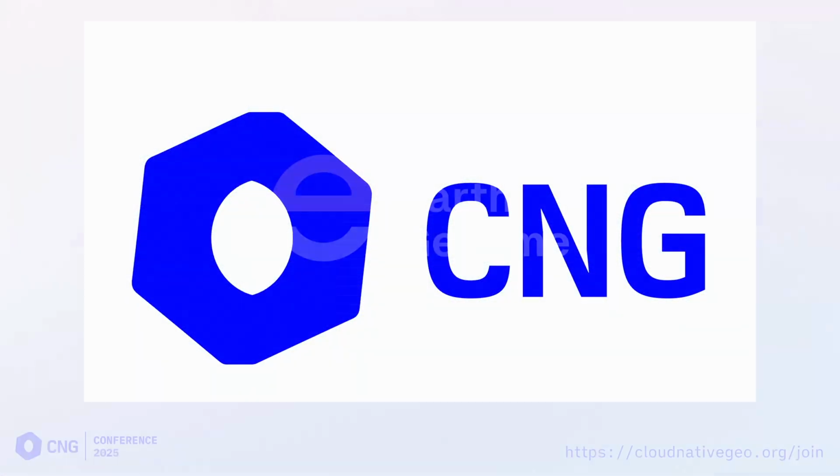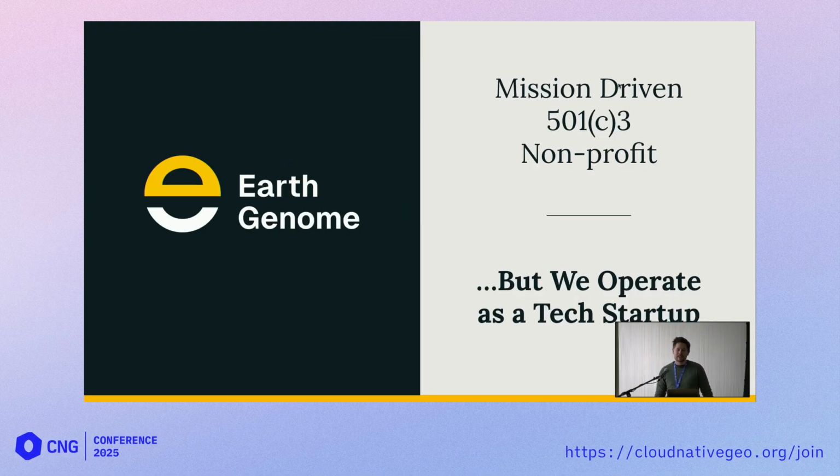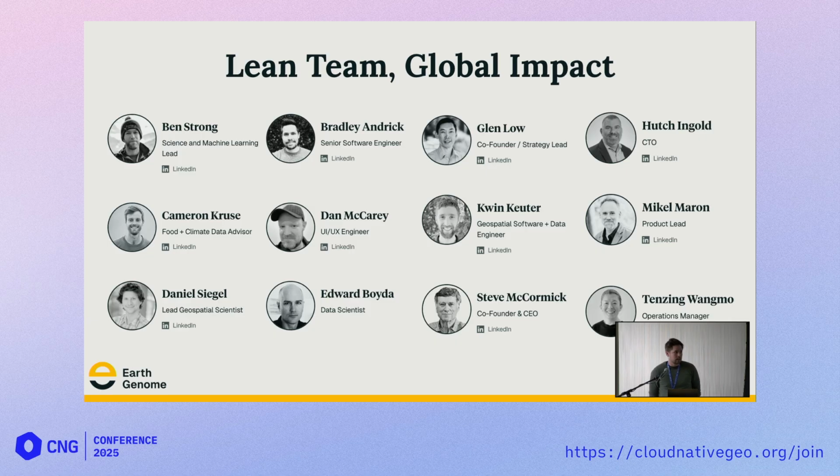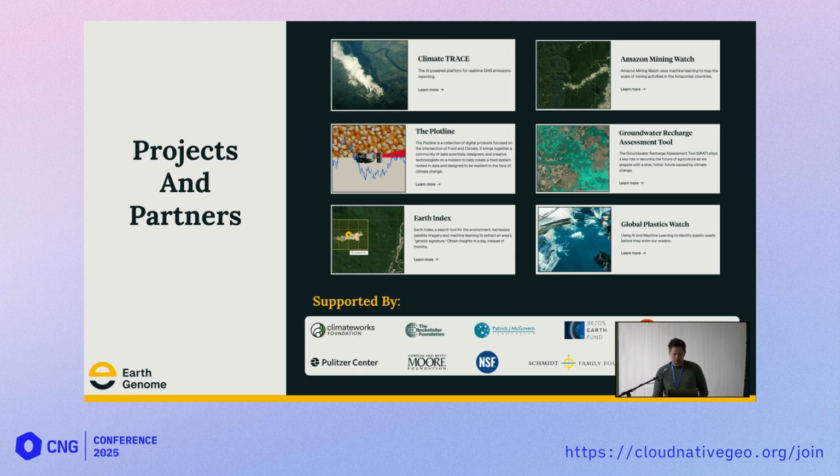So Earth Genome, that's the place that we work. We are a nonprofit. If you haven't heard of us, we're relatively small, but we operate as a tech startup. And so we're pretty lean. We're about a dozen people, depending on which day of the week that we're on. But we try to have a global impact.